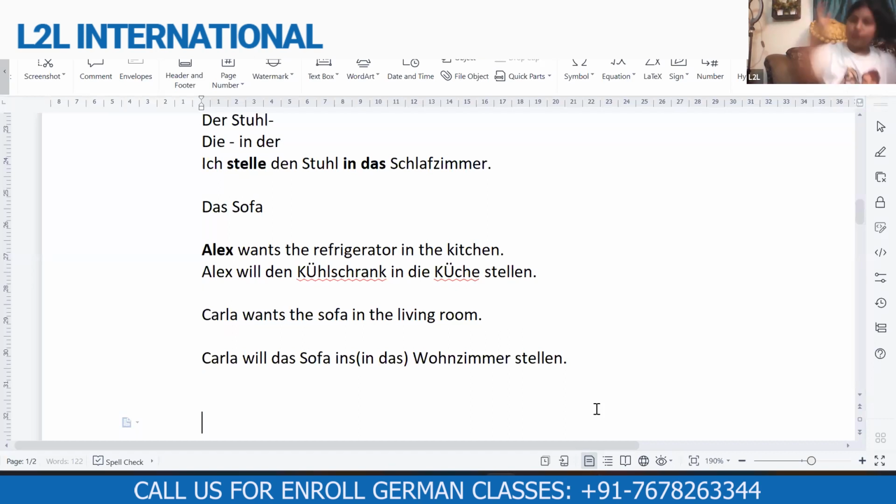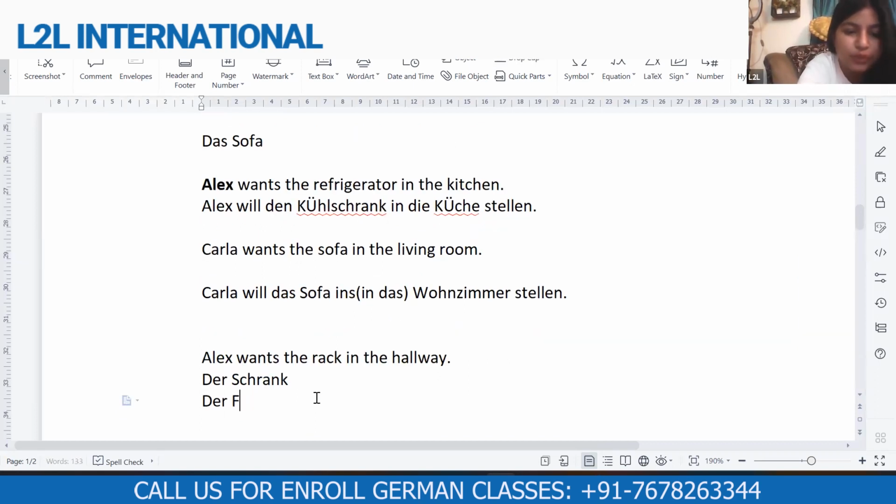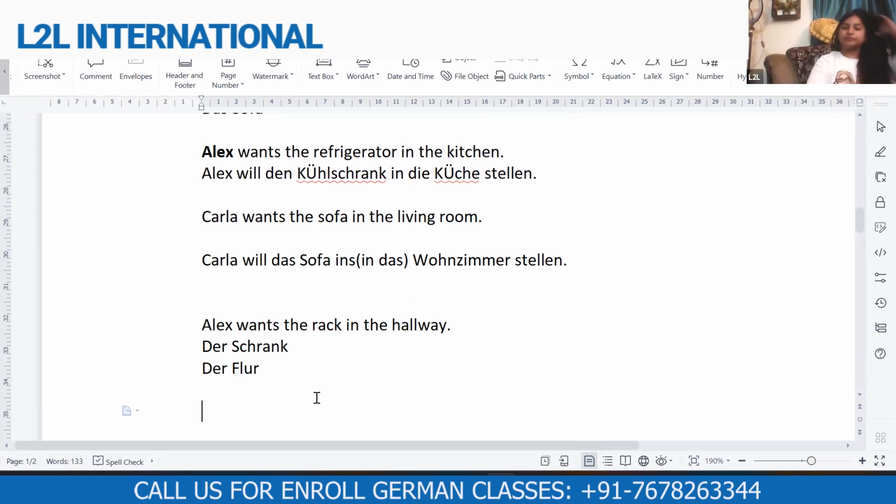Ich brauche jetzt die Antwort oder eine deutsche Übersetzung, translation. So Alex wants the rack, that is the Regal, in the hallway. That is, the hallway is der Flur. So Alex wants the rack in the hallway. For your information, Schrank is the rack, and hallway is der Flur. Now you can make the sentence.